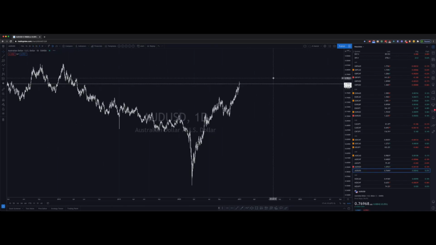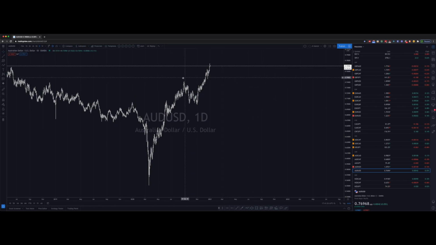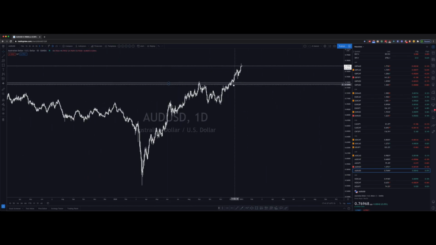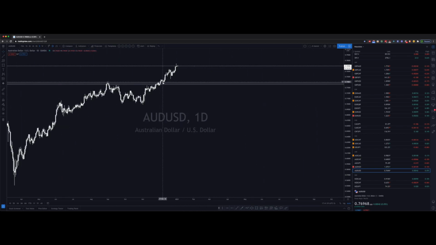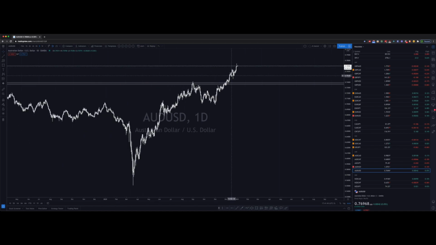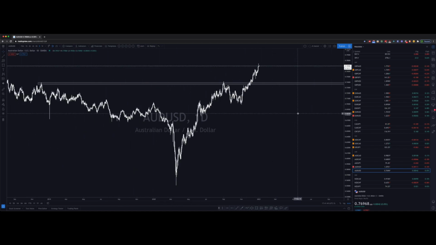AUDUSD, moving higher. But we had this break of this level here, right? And we never really saw it come back to that level. So we kind of had this push up here, and then it came back, but what we really want to see is a nice push back into the level and then a move higher. Keep an eye on it, but I'll just leave this in for now.